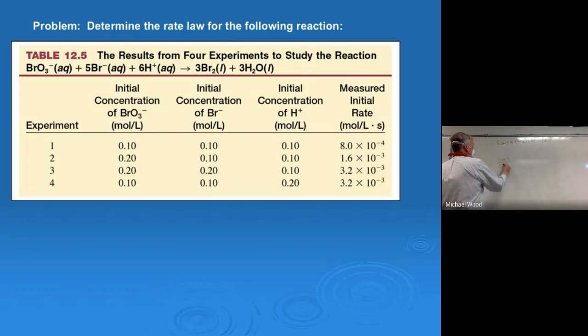So I'm not going to write it out as long this time because I know the bromate and the H plus are going to cancel out. So I've got 3.2 times 10 to the negative third over 1.6 times 10 to the negative third is equal to, and again, I'm not going to write in K or BrO3 negative or H plus, I'm just going to go 0.20 over 0.10 to the Y. Okay, solve from there.